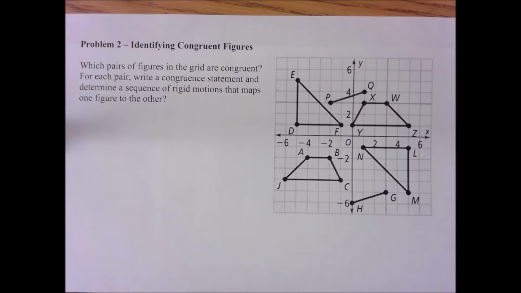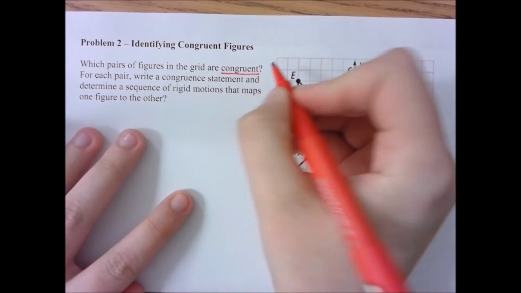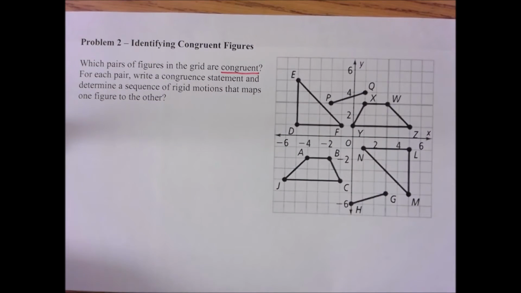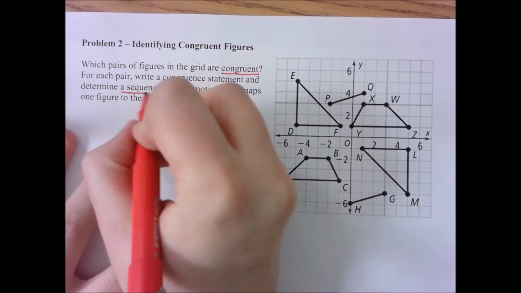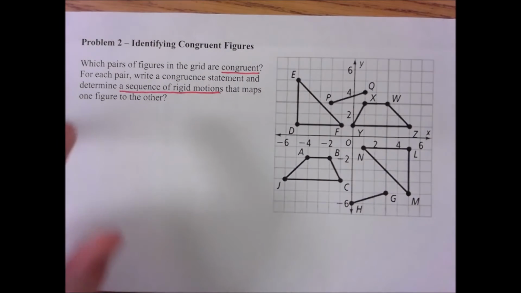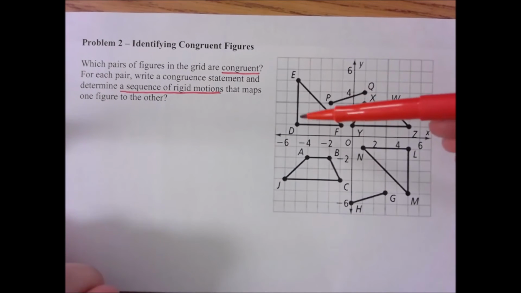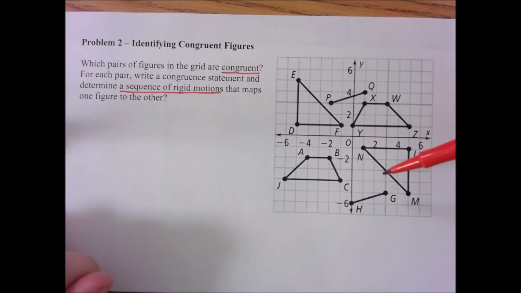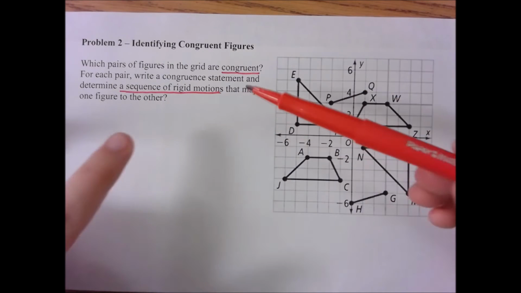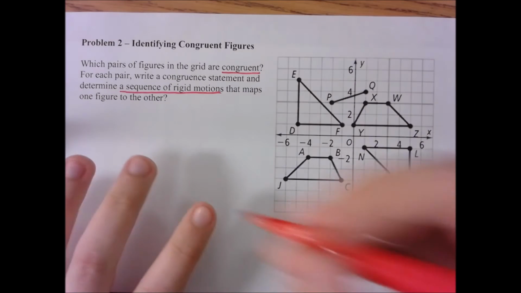Well, let's take a look at problem 2, identifying congruent figures. Which pairs of figures in the grid are congruent? I'm going to underline that word. I think that's important. Congruent, meaning we can find a sequence of rigid motions that will map one figure to the other. So again, for each pair, write a congruent statement. That's going to mean, for example, triangle DEF is congruent to LMN, for example. So write a congruent statement and determine a sequence of rigid motions that maps one figure to the other!